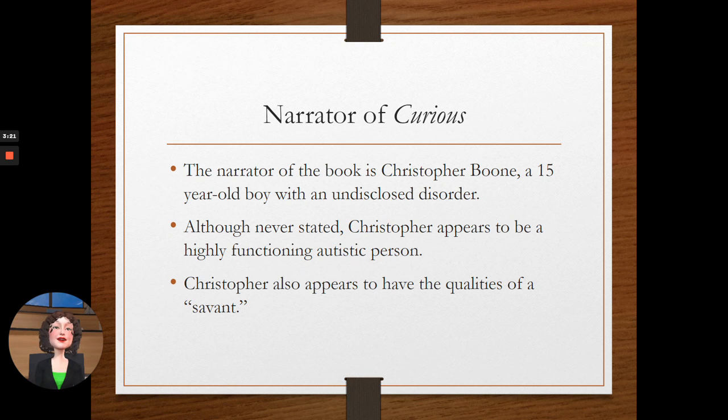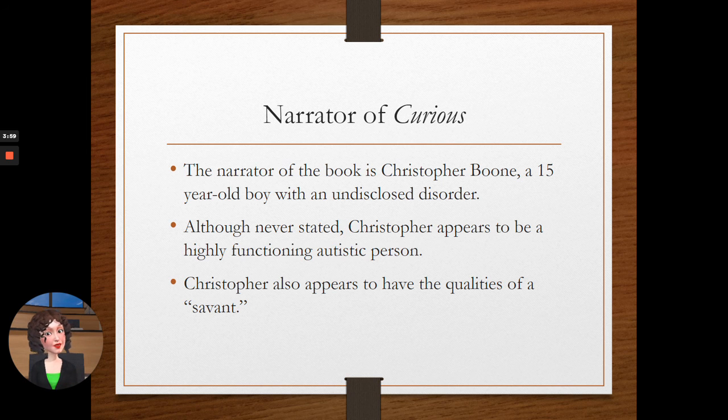The narrator of this book, Christopher Boone, is a 15-year-old with an undisclosed disorder, but these are the sorts of behaviors that Christopher has. Although never stated, Christopher appears to be a very highly functioning autistic person. For instance, he does very well in math and he likes science. He sometimes appears to have the qualities of a savant. And a savant is someone who is highly skilled in one particular area. And Christopher is very highly skilled in math, and he's very logical in his thinking.